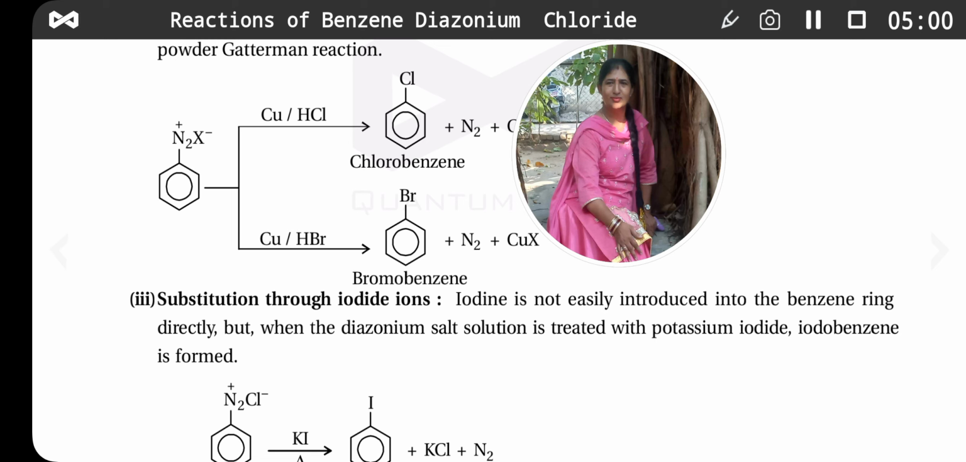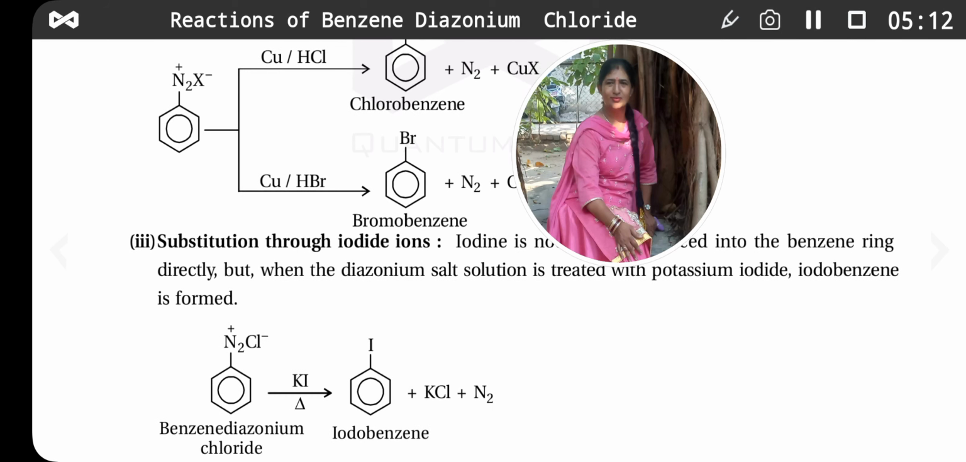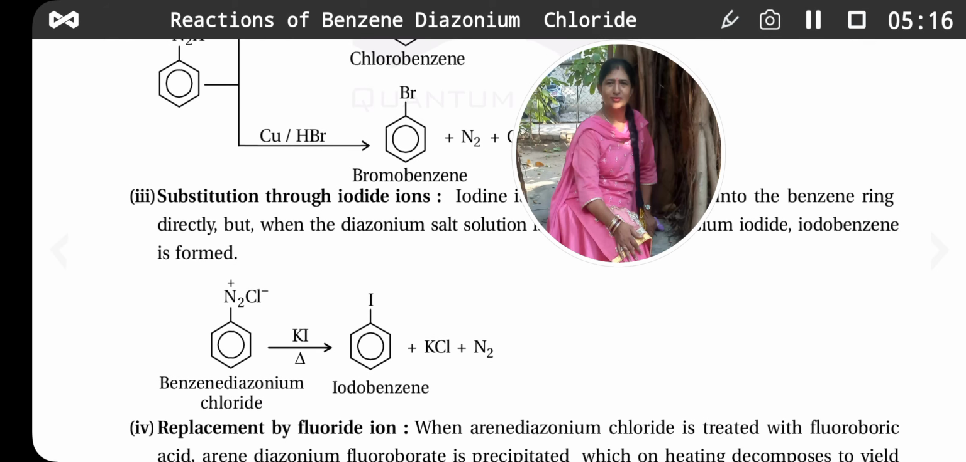Chlorine, bromine, you can still introduce, but iodine cannot be introduced very easily directly into your benzene ring. But when you treat the diazonium salt solution with potassium iodide, iodobenzene is formed here. Benzene diazonium chloride, KI, heat it, and iodobenzene would be formed. Or these reactions can be asked in your MCQs also, in a direct way also.